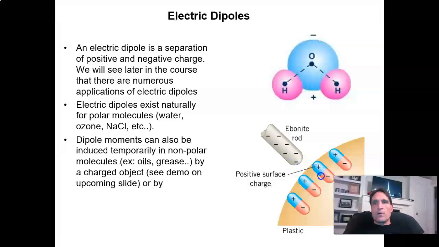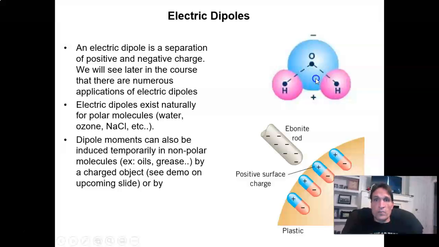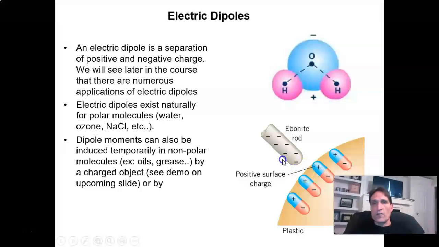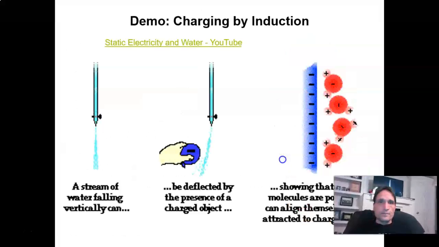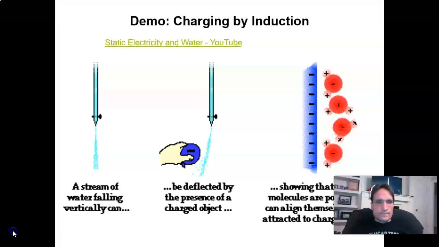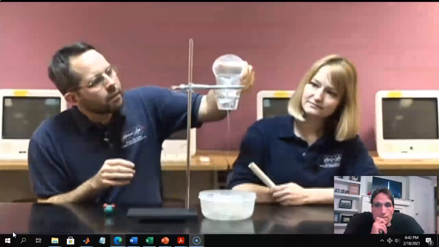So these dipoles exist naturally in nature through polar solvents, polar molecules, and they can also be temporarily induced if we apply an electric field to the material, in this case due to the charged rod. So let's do an example here. This is a plastic cup that has a hole drilled into the bottom of it. So when I fill it with water, it leaks out of the bottom.